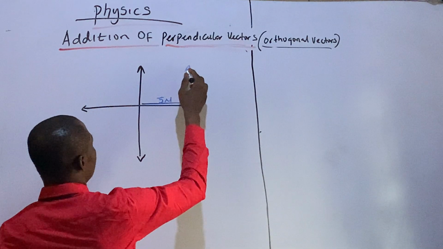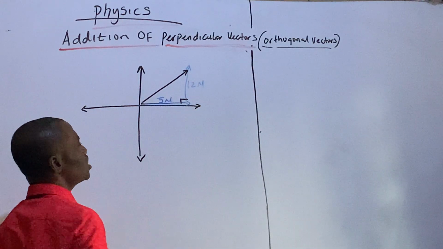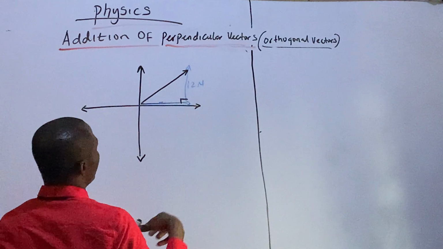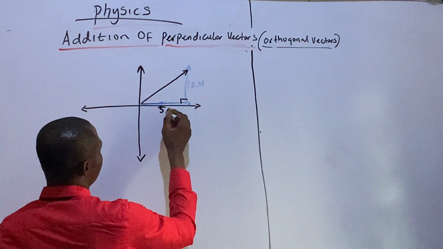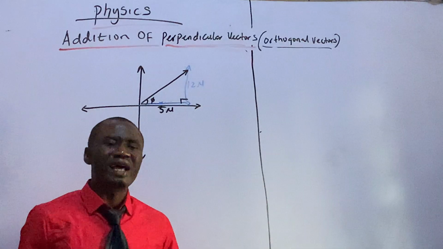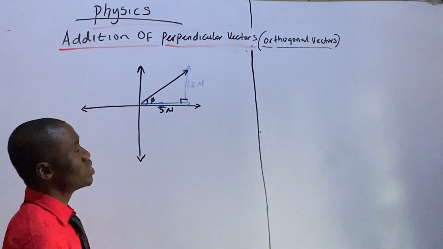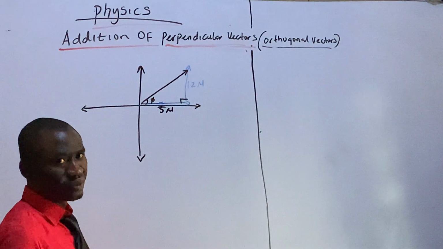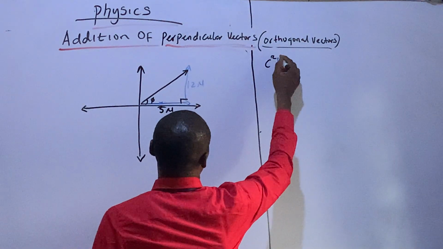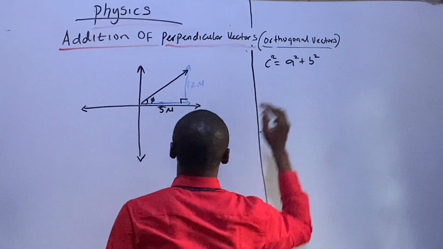Now you need to understand one thing, that the vectors here form a triangle. All right, it forms a triangle. Let's bring back this 5 Newton outside here, and then this is theta, which indicates the direction of the vector. We're going to use your famous Pythagoras theorem, which is used in solving triangles. So I have that c squared is equal to a squared plus b squared.